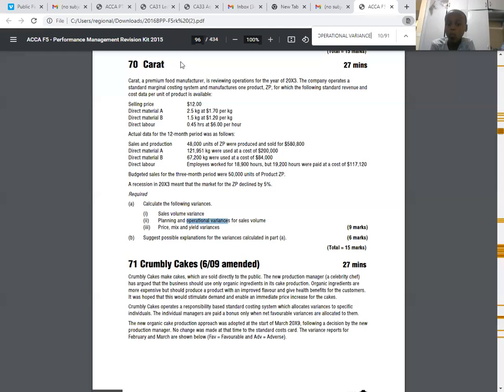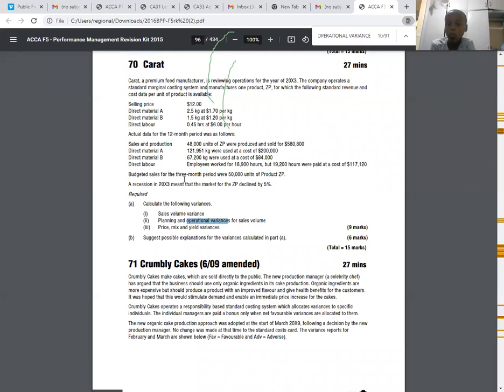Let's look at question number 70, just helicopter style, for 9 marks. They tell you Karat, a premium food manufacturer, is reviewing operations for the year of 2013. The company operates a standard marginal costing system and manufactures one product called ZP, for which the following standard revenue and cost data per unit of product is available. So we have the selling price, direct material A, B, labor, and actual data for the 12 months: sales, production, direct material A, direct material B, direct labor.